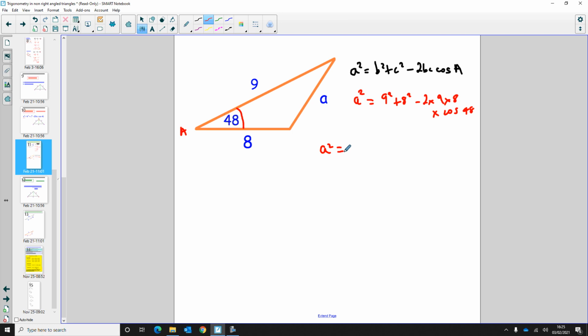So we get, by plugging that all in the calculator, 9 squared plus 8 squared minus 2 times 9 times 8 times cos 48, gets me 48.645. And then again, what I have to do is square root it.